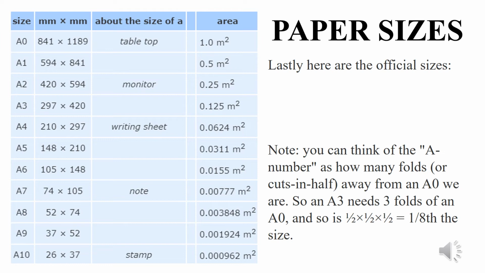Note, you can think of the A number as how many folds or cuts in half away from an A0 we are. So an A3 needs 3 folds of an A0, and so is 1 half times 1 half times 1 half, which equals 1/8 the size.